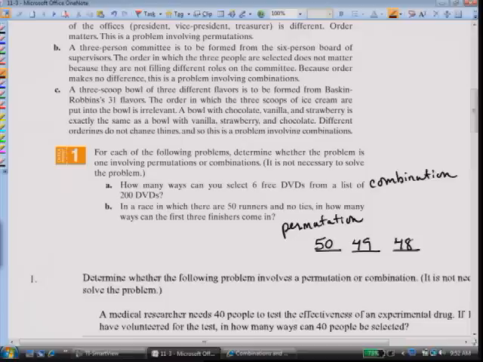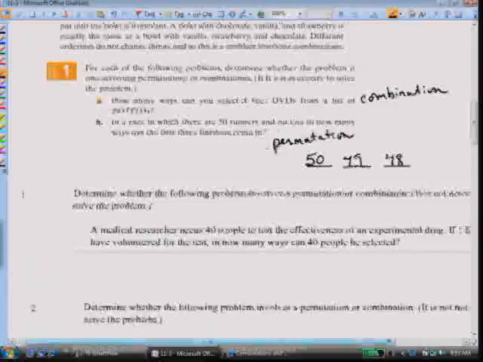Now, if you were just going to select 3 people out of the 50, will that be more or less? Do you think a combination has more outcomes or less than a permutation? More. Okay, so we'll hold on to that thought and see if that's right. Okay, let's move on to this next step.